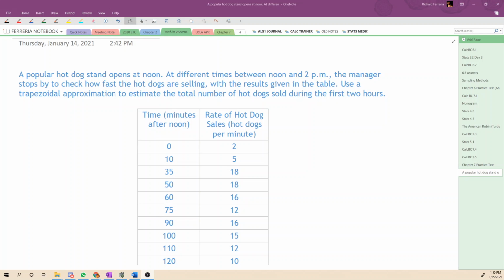Hey everybody, we're here doing some calculus, and this is a problem which is about not only a trapezoidal approximation, but also an accumulation of a rate. So we're going to go ahead and start with this. This is modeled on one of the problems in the textbook.